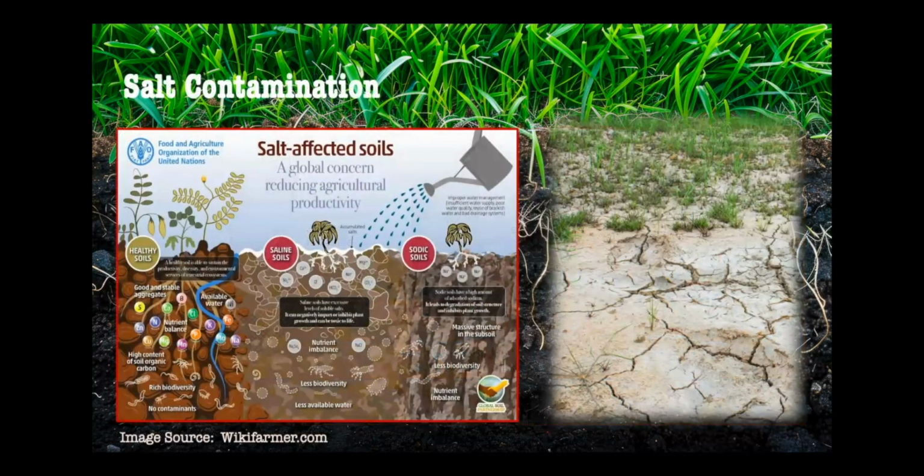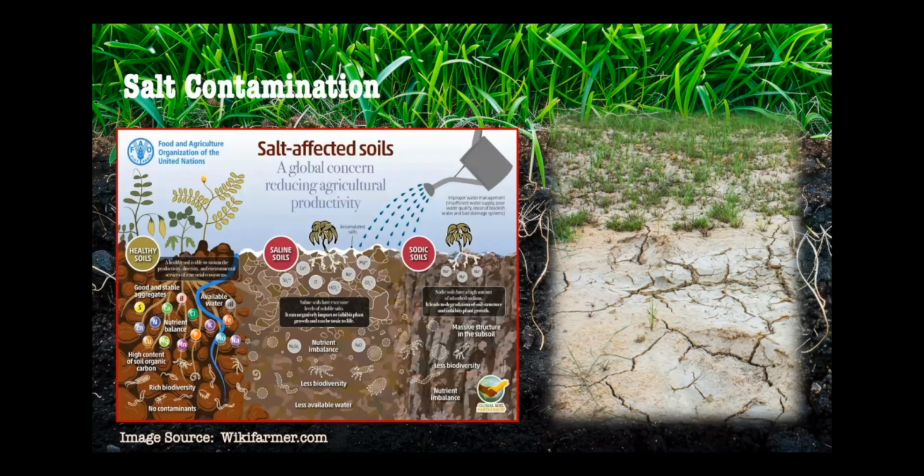Okay, salt. I found this really cool graphic here that kind of explains it. So you've got your healthy soil, and you've got a saline soil, which means it has salts in it, but not necessarily sodium salts, just salts like potassium chloride. Anything like that can be a salt. So it doesn't necessarily mean it's sodium. But all the way to the right, the ones that have sodium in them are the worst.